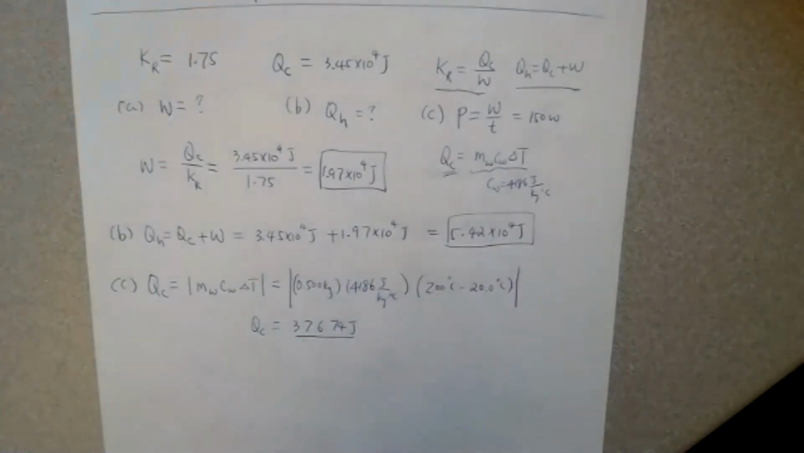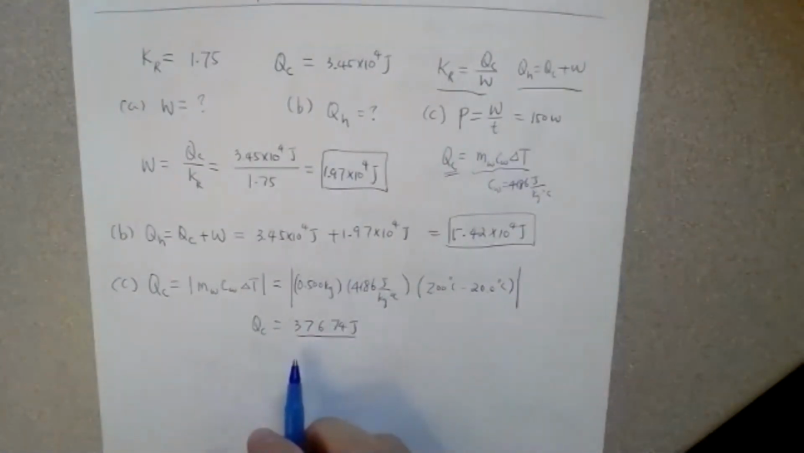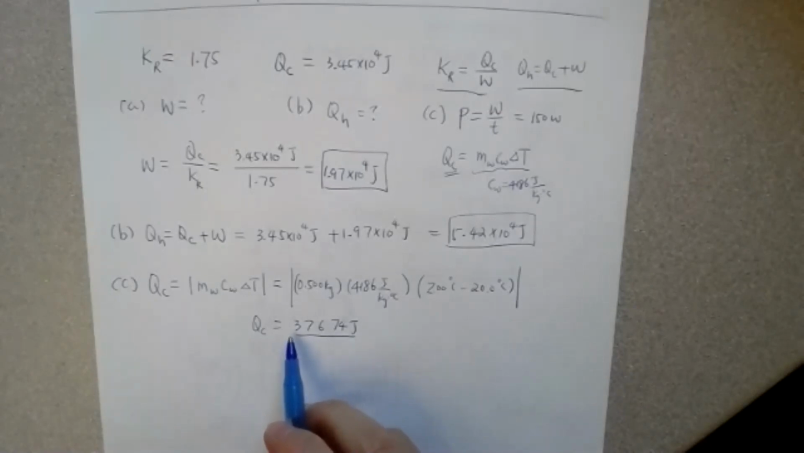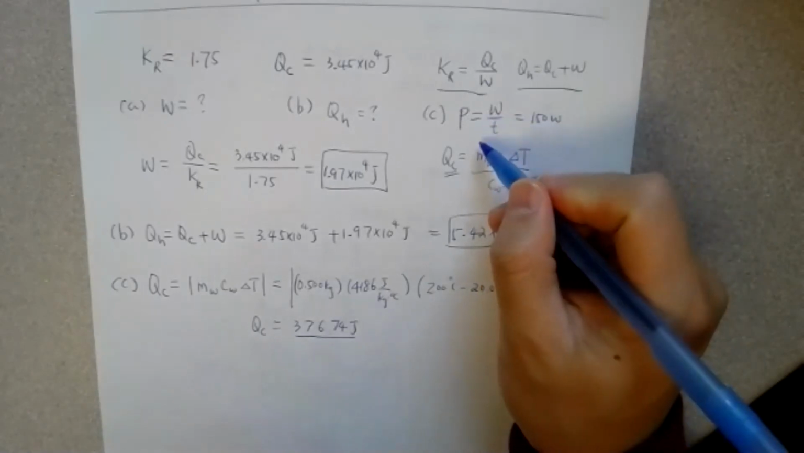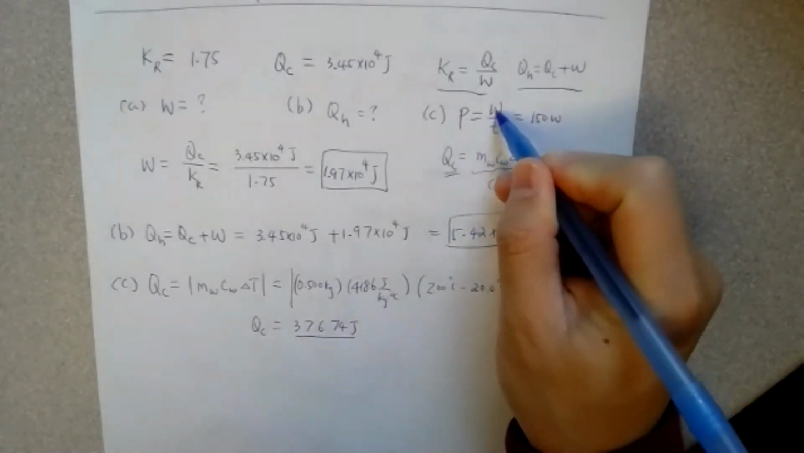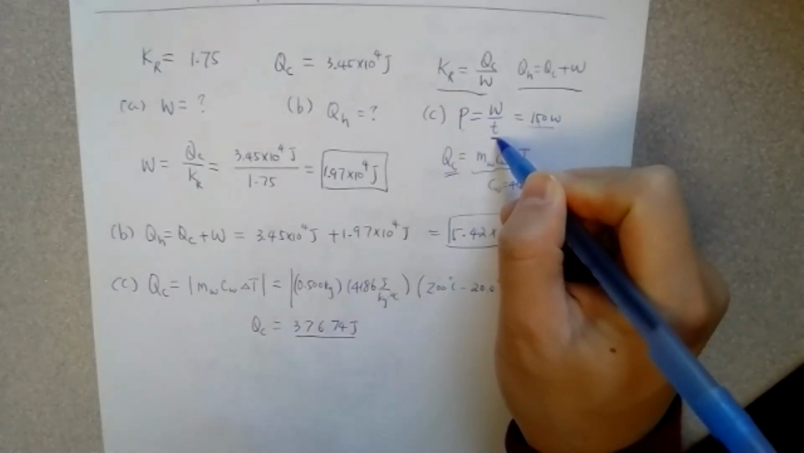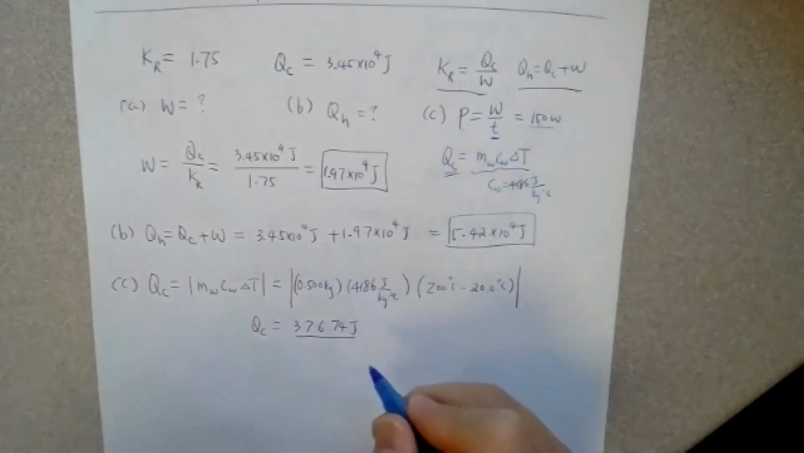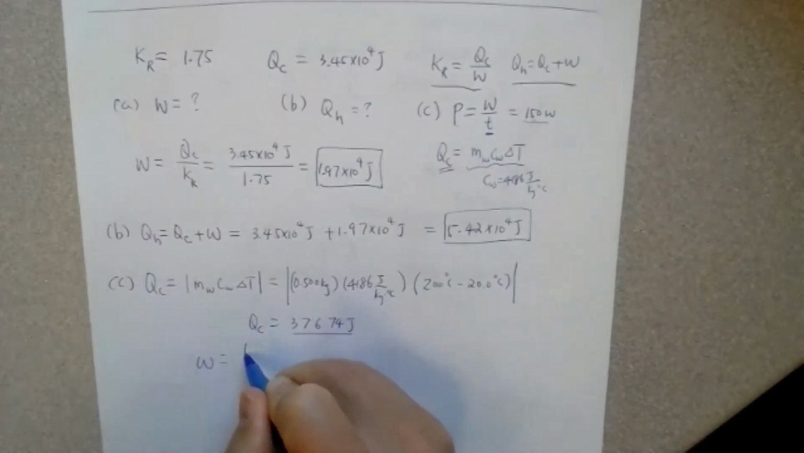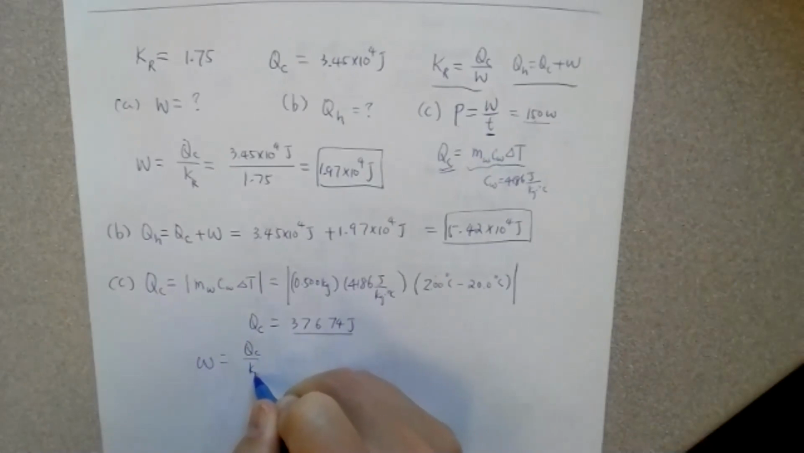37,674 joules, okay? So now this is QC. It's asking you for how much time it takes. So from QC, you can calculate how much work is needed. And then from there, if you are given power as 150, you can calculate how much time T is needed. So you want to solve for work first. Again, work is equal to QC over K sub R.